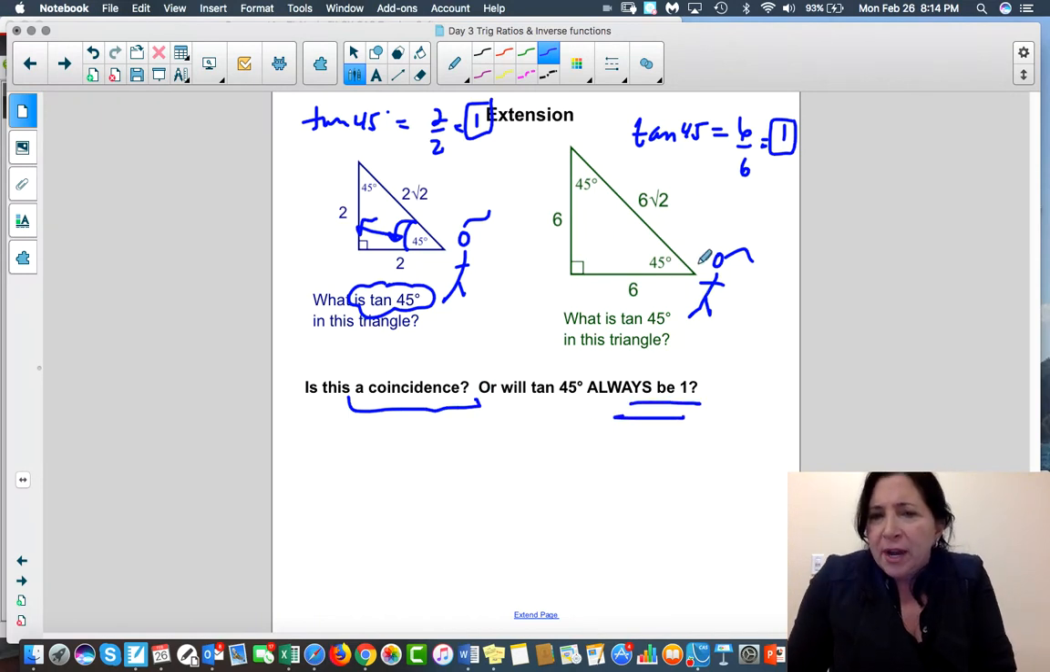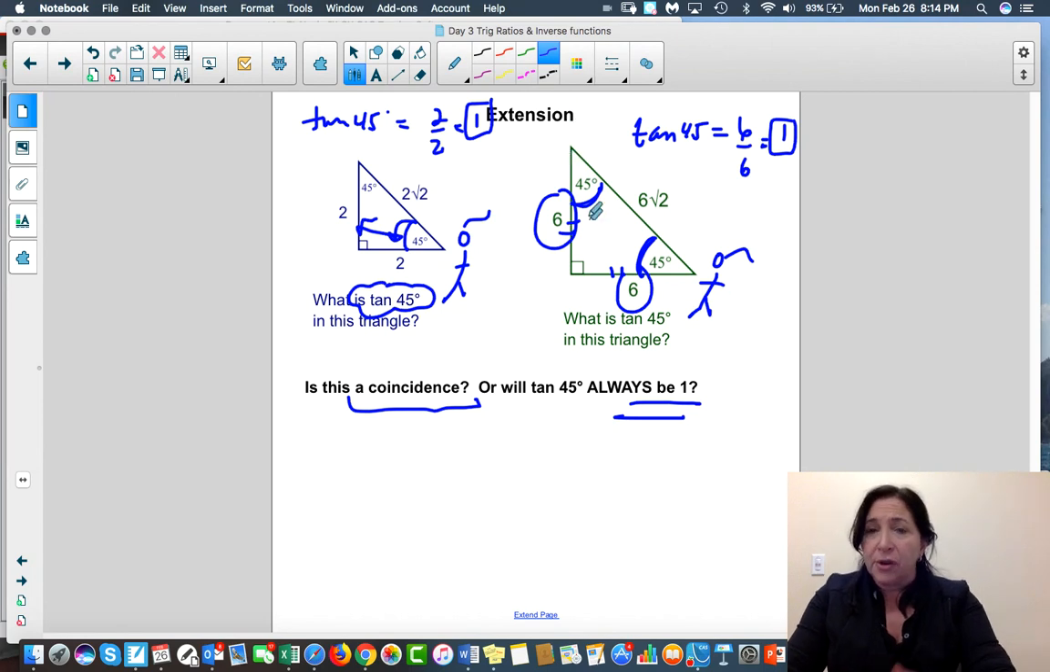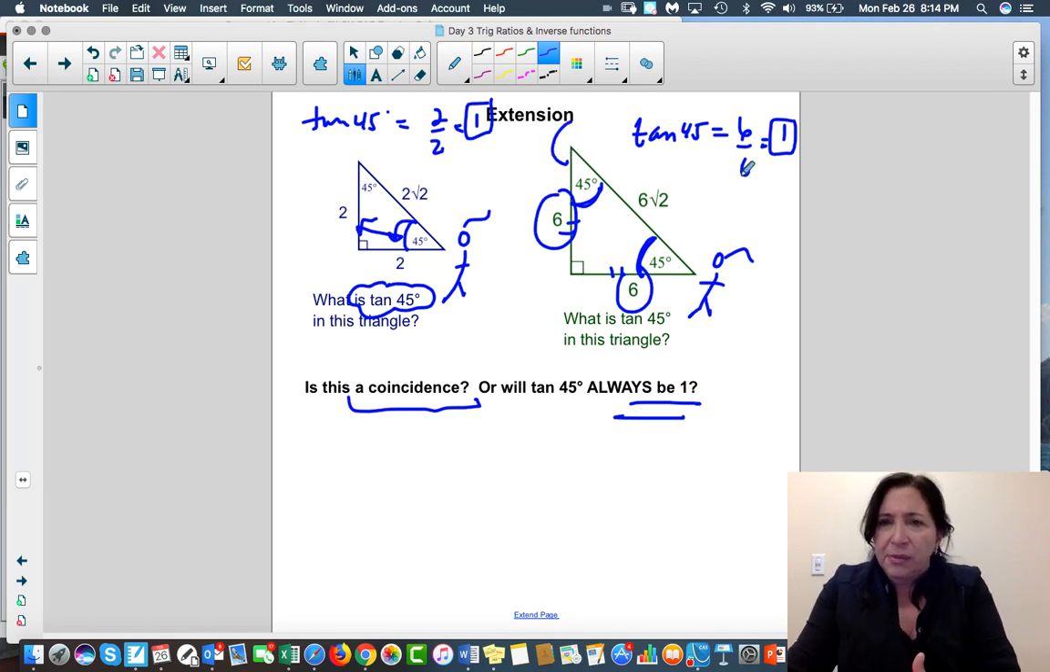These are always the right triangle. And you know that if it's a 45, 45, 90, the sides are going to be congruent. So you know that if you're at one angle or the other, you're going to get the same value. So it's always going to be opposite over adjacent, or if you're here, it'll be opposite over adjacent. It's still going to be 6 over 6, which is 1.